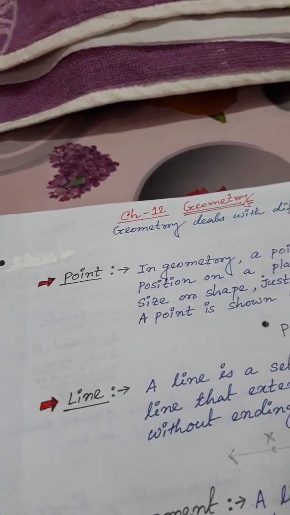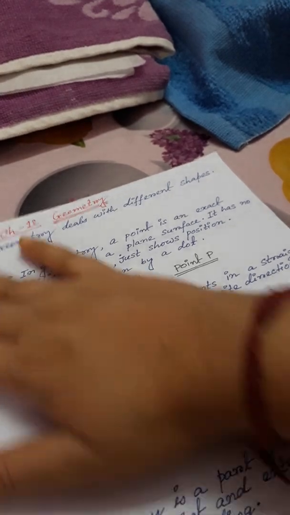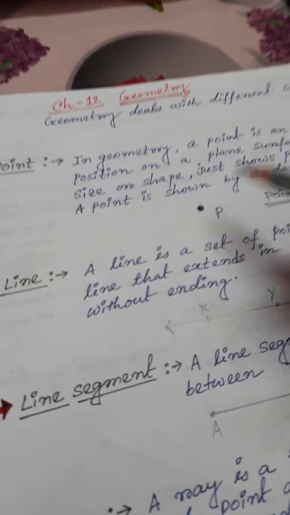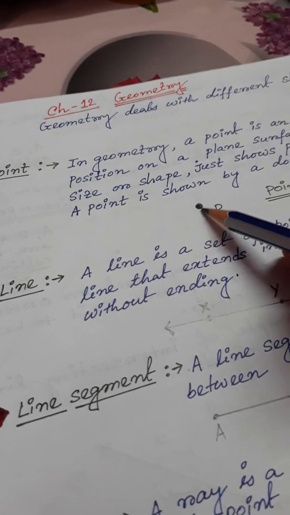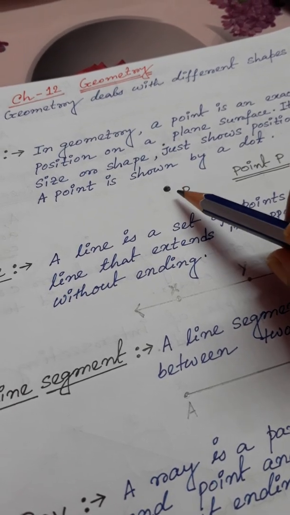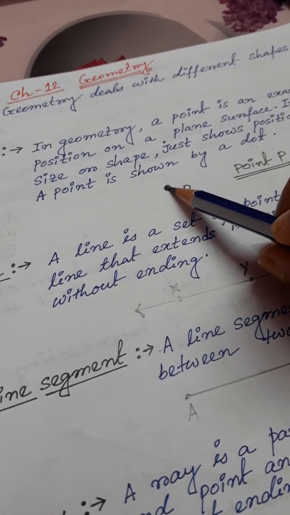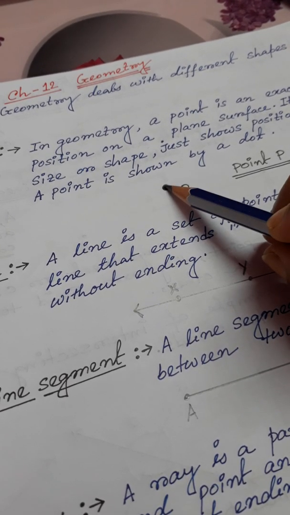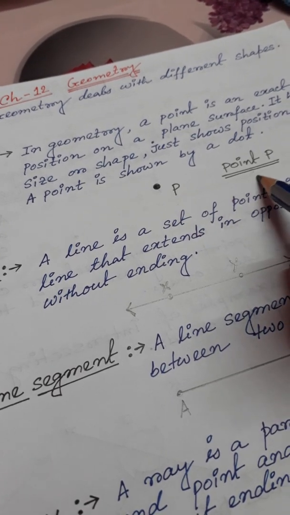So see here, what is a point? In geometry, a point is an exact position on a plane surface. Think of this, my copy, as a plane surface. If I draw a point, this dot sign, you see a point is shown by a dot. If you draw any dot, it shows just a position here. I give the name P. So the name of this position is P, point P denoted here.